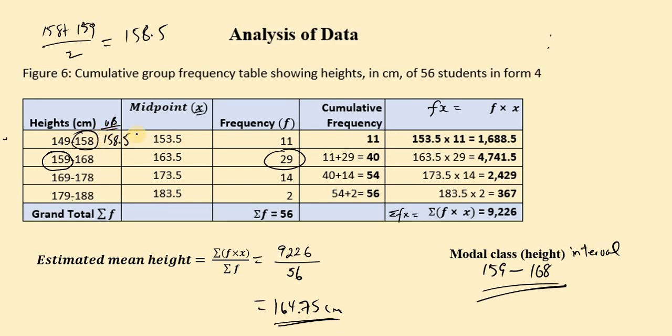Now this upper boundary becomes the lower boundary for the next class. So put 158.5 here. And these are our lower boundaries. But you might wonder, what is the lower boundary for this class interval? We have the upper boundary, but what is the lower boundary? Well, we assume that if we have 149 to 158, there was a previous class which ends at 148, since this one starts at 149. So we add 149 and 148 and divide by 2, and we get 148.5.